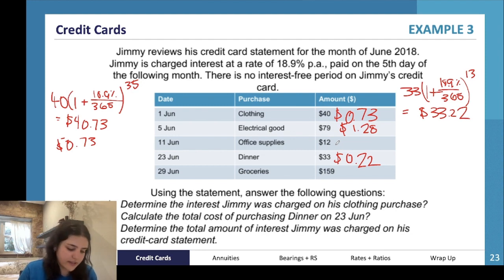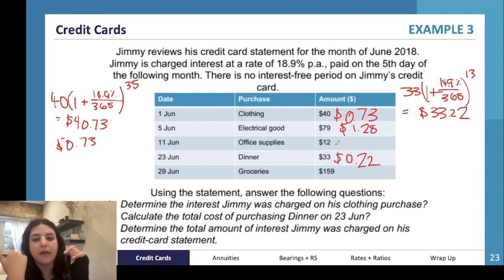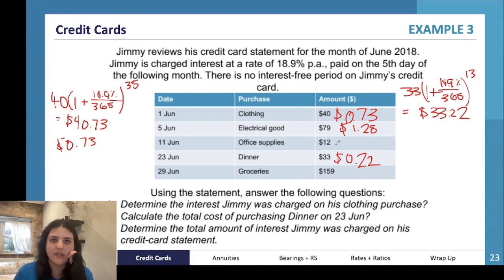Then we've got $12 on the 11th of June. So $12, 1 plus 18.9% over 365. And our days, we may as well just count them. 11, 12, 13, 14, 15, 16, 17, 18, 19, 20, 21, 22, 23, 24, 25, 26, 27, 28, 29, 30, 31, 1, 2, 3, 4, 5. So that's 25 days. And that gives us $12.15, or 16 cents, sorry. So that is just 16 cents.